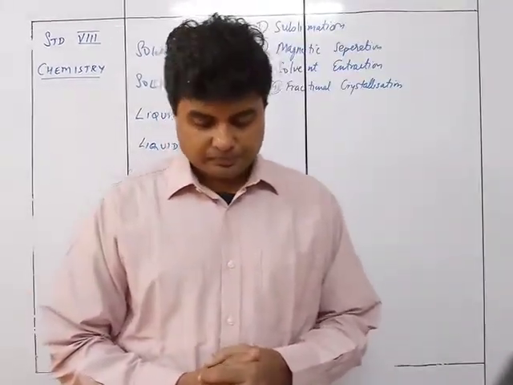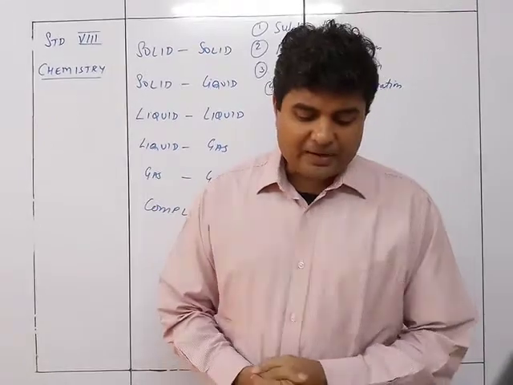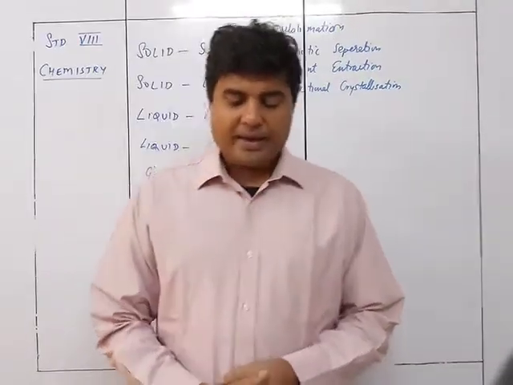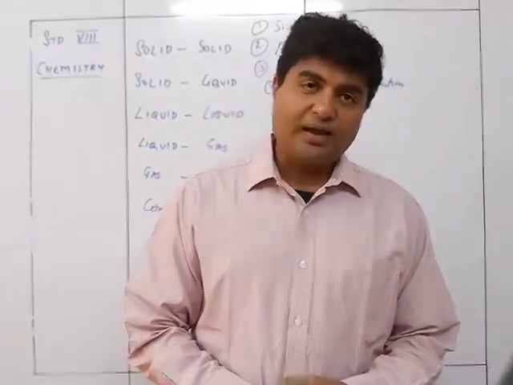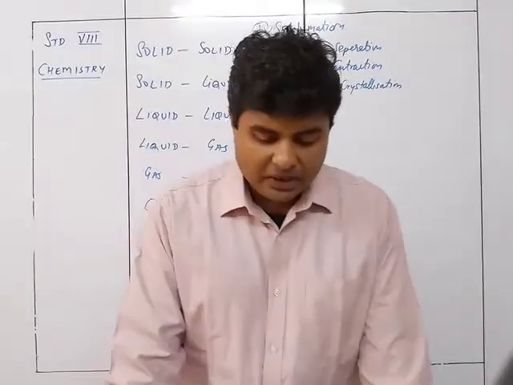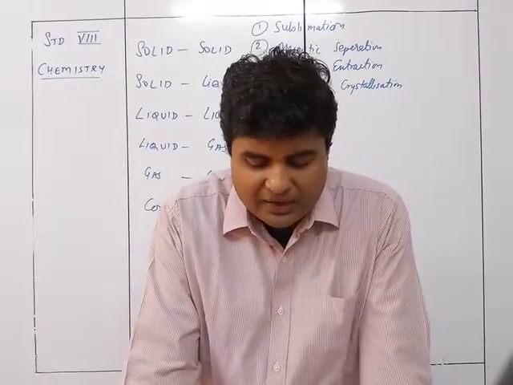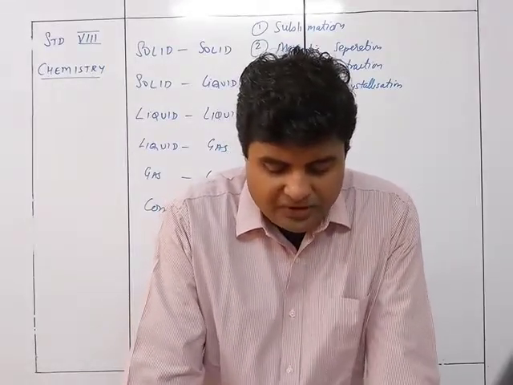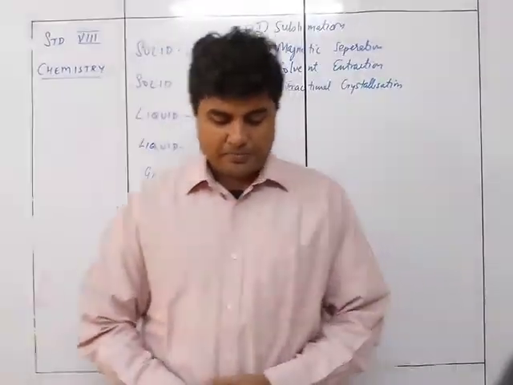NH4Cl sublimes on heating, directly changing into vapors. Magnetic separation: the magnetic solid is iron and the non-magnetic is sulfur. So we know that iron is going to get attracted by the magnet, the sulfur will not, hence it is separated. So the magnetic solid is attracted by the magnet, leaving behind the other. So Fe is magnetic in nature, attracted by the magnet.